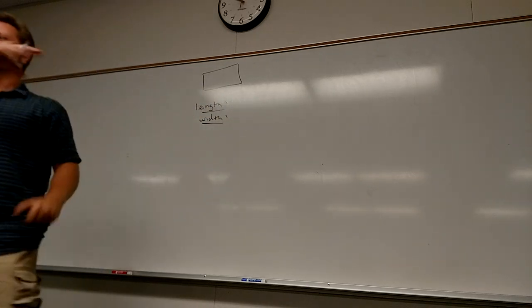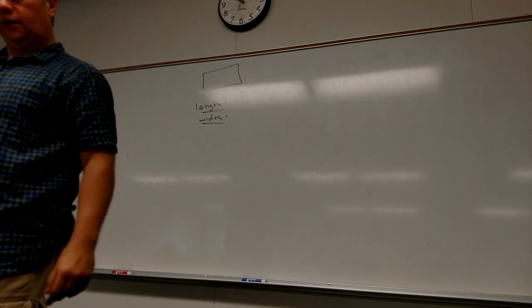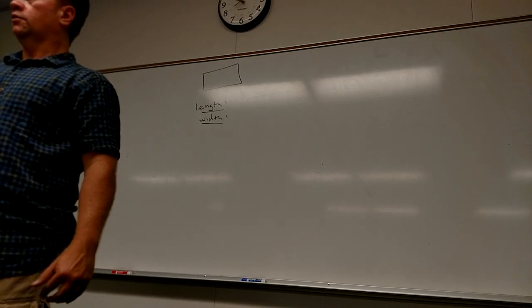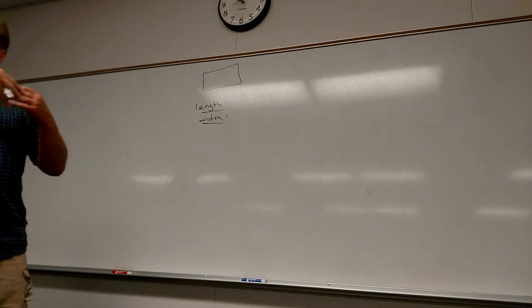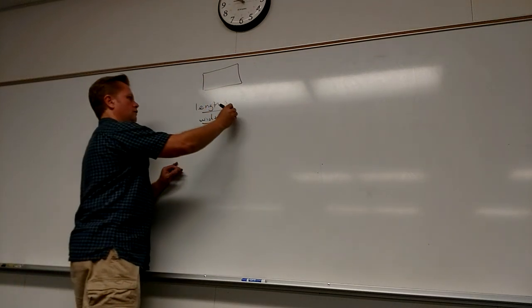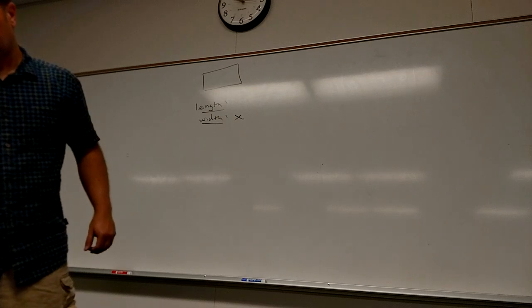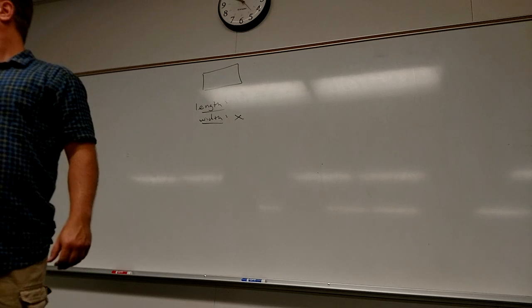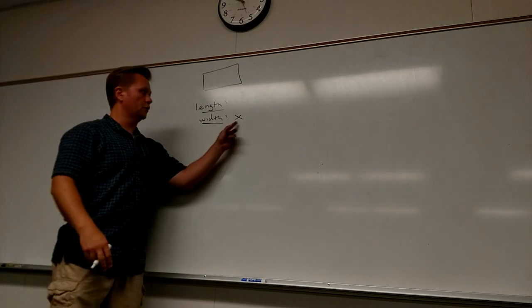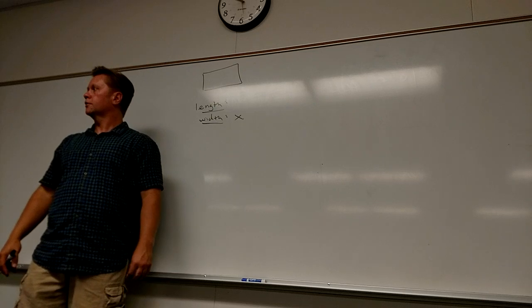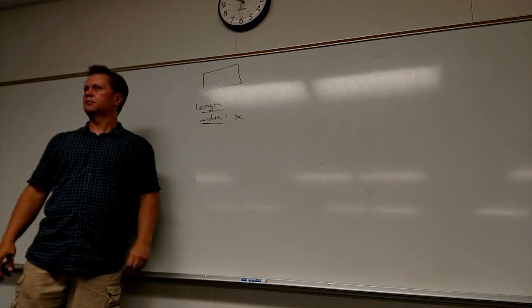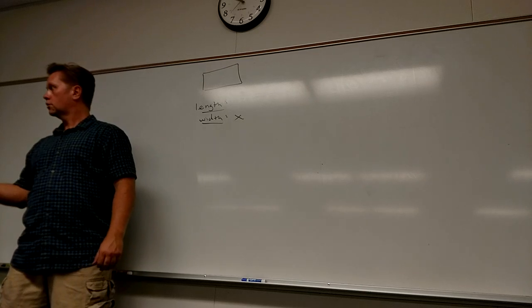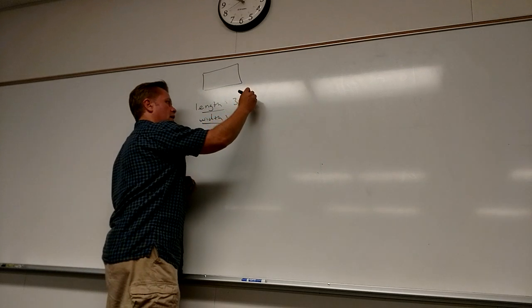Which one of these is just going to be X or just a letter? The length is 2 more than 3 times the width. The width is X. So the length is dependent on the width. Call the width X. What's the length? What's 3 times the width? I call the width X. So what's 3 times the width? 3x. Good. And it's 2 more than that: plus 2.